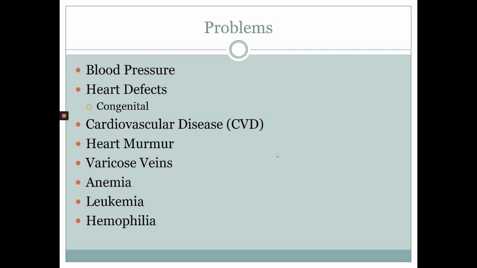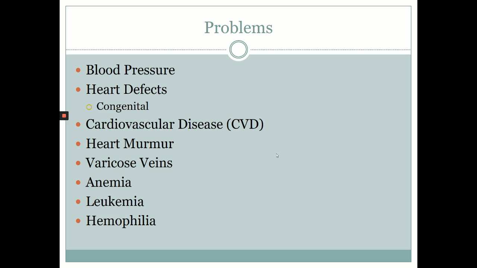Second is heart defects. These can be anything from heart murmurs to holes in the heart. A congenital heart defect means it is present at birth. Next, we have cardiovascular disease, which is a collection of a bunch of conditions that can include hypertension, which can come from chronic high blood pressure, heart disease, and then also stroke.